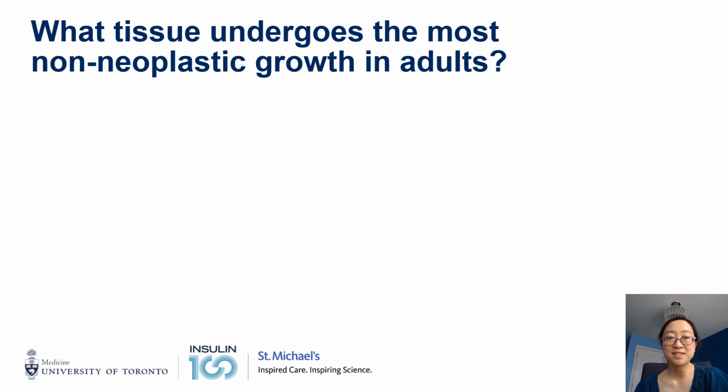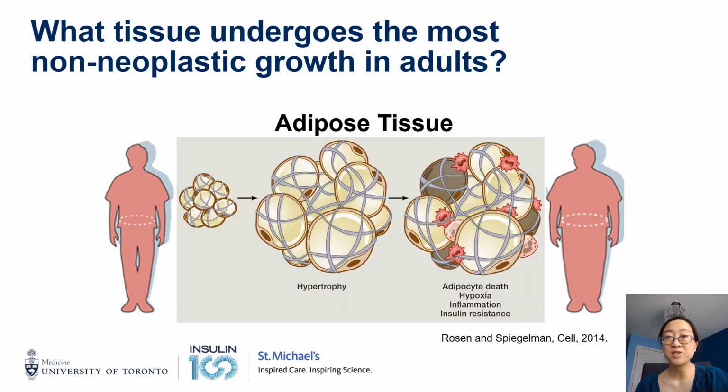Let me start out by asking you what tissue undergoes the most non-neoplastic growth in adults. So more and more we understand that adipose tissue is a dynamic metabolic organ. We think that in some people it outstrips its healthy expansion limit, and this can result in cell death, inflammation, and insulin resistance underlying type 2 diabetes.